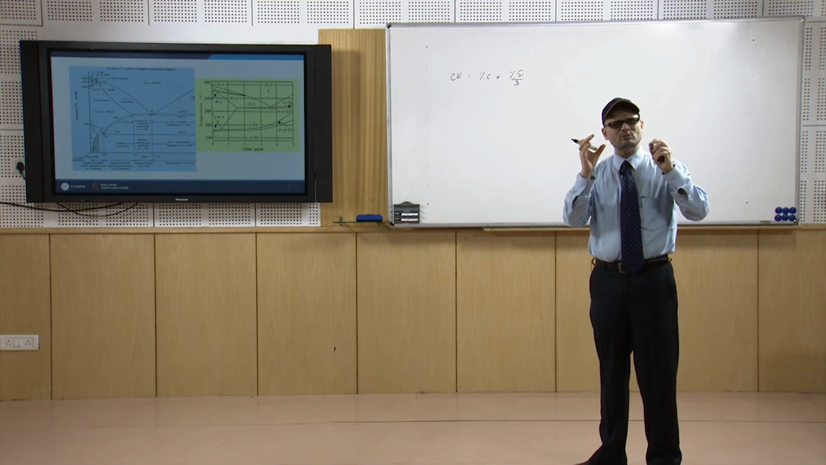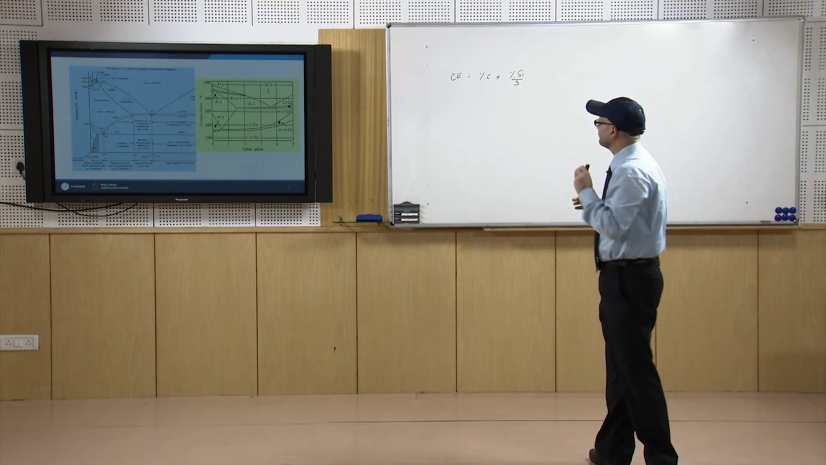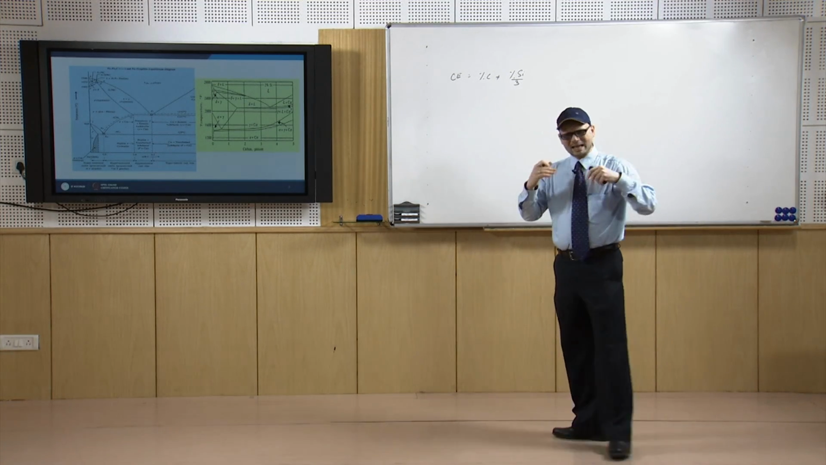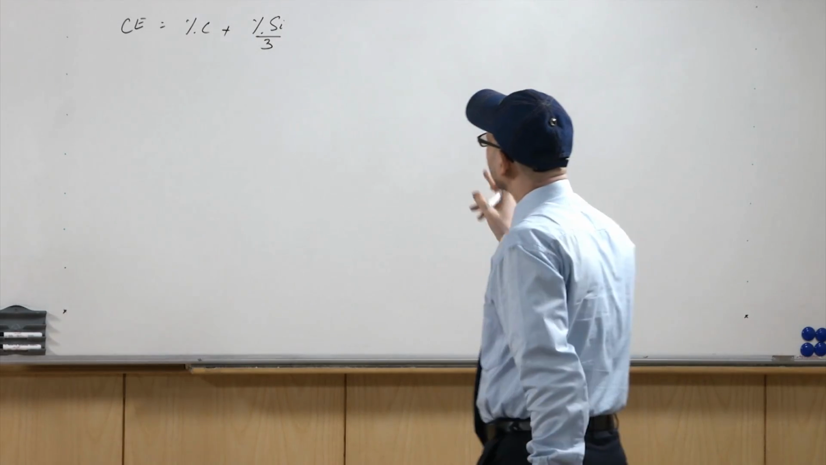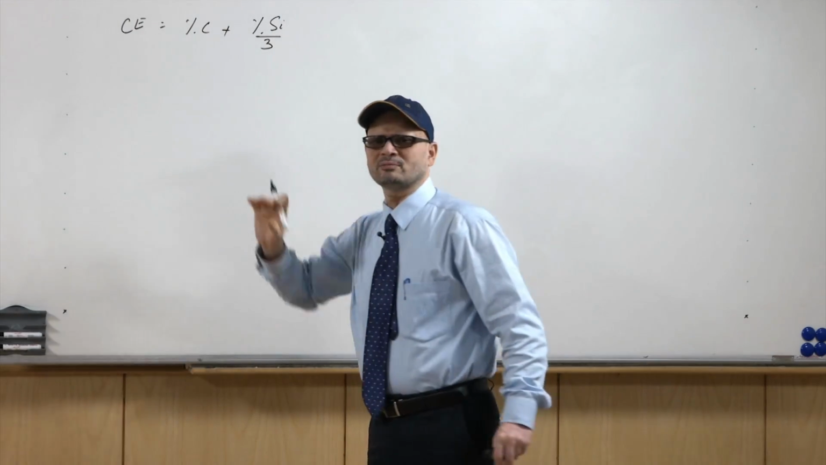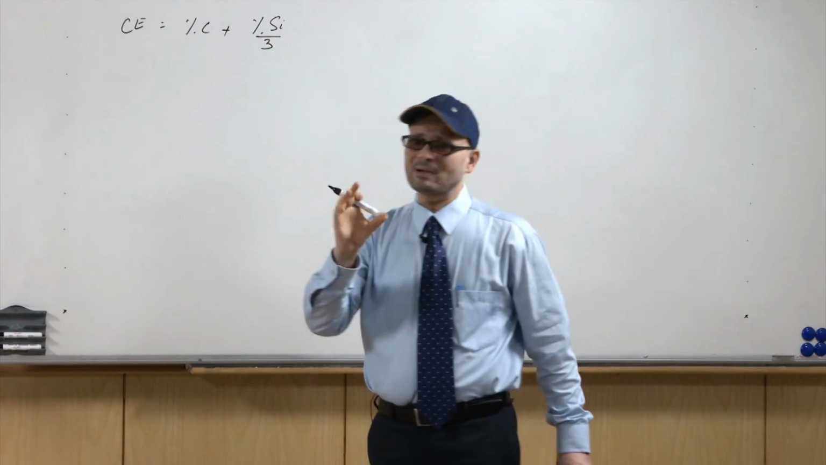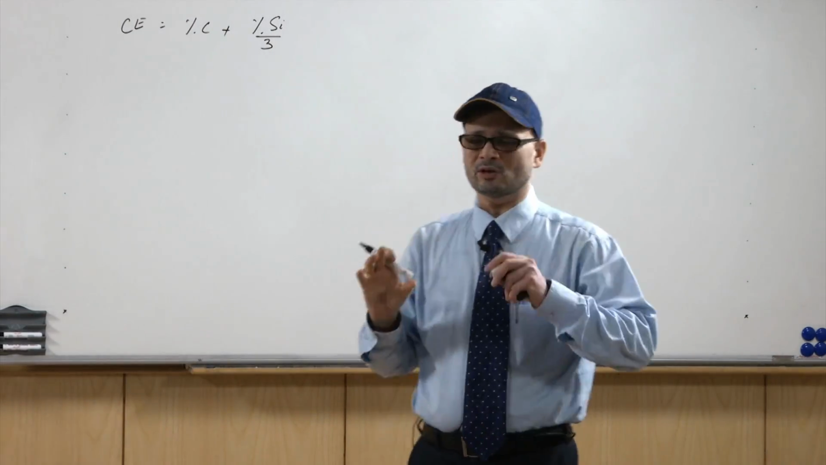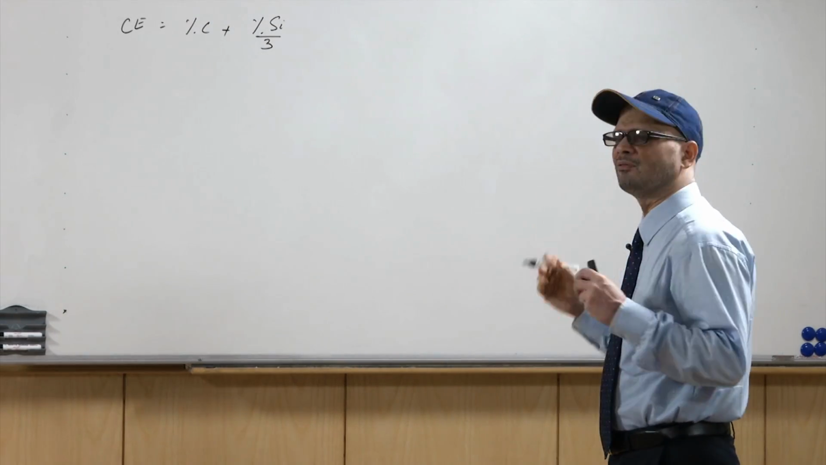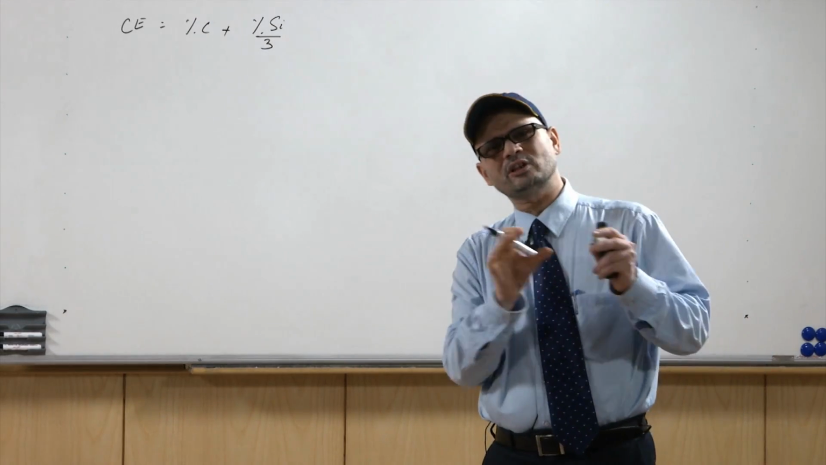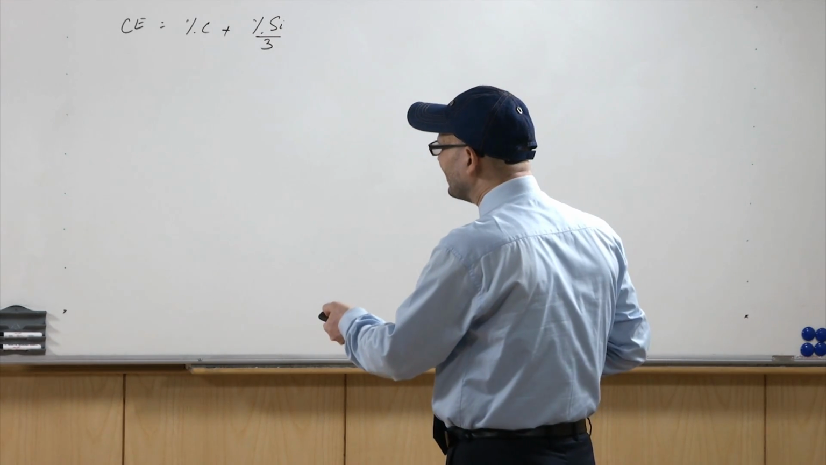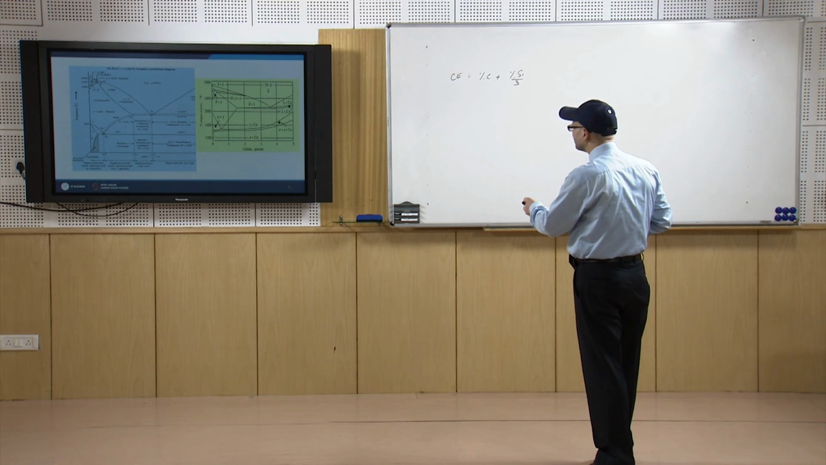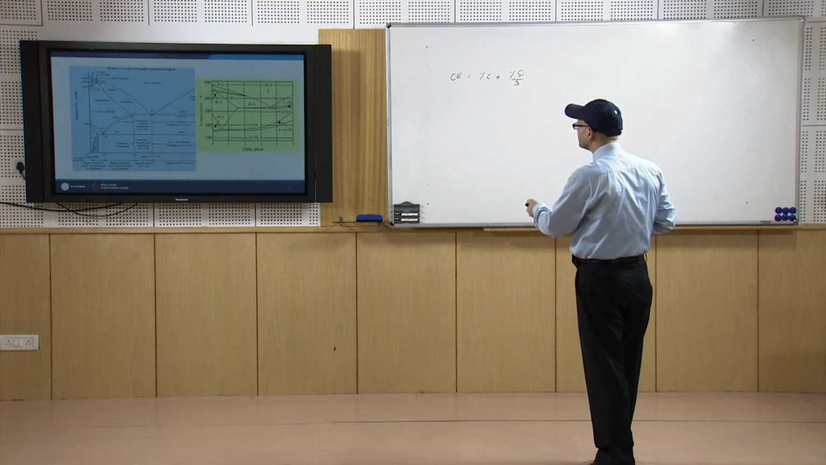You need a carbon equivalent of 4.3, and for that, in the normal case, in the absence of silicon, you need 4.3% of carbon, whereas in the case of 2% silicon, it will be 4.3 minus 0.67. So, somewhere close to 3.6% carbon is required to give you that eutectic composition, as is clear from here, where close to 3.6 you have the formation of this eutectic point.